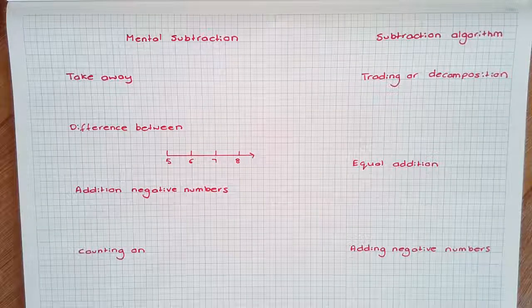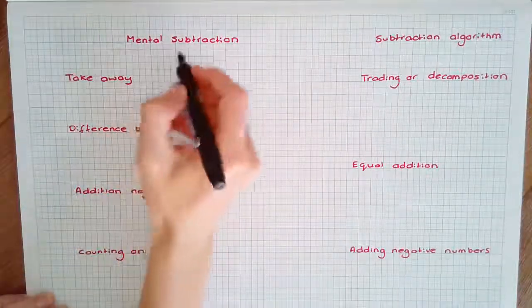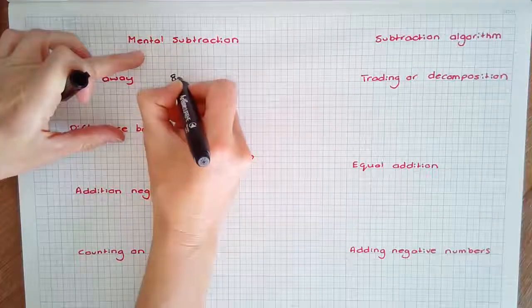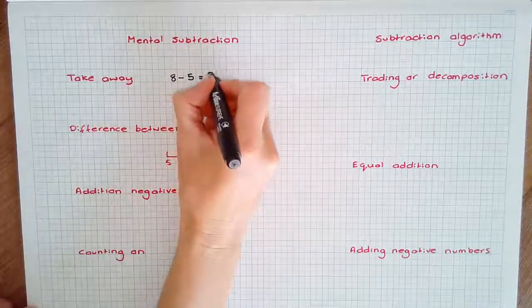In this video, we're going to have a look at subtraction. Firstly, mental subtraction. We can think of subtraction as takeaways. For instance, 8 take away 5. If you had 8 objects and you took away 5, you'd have 3 left.